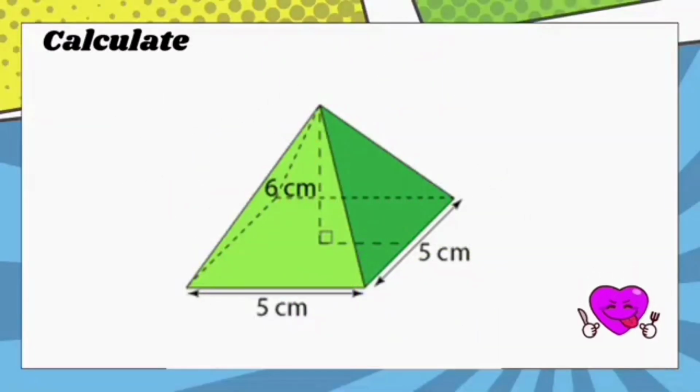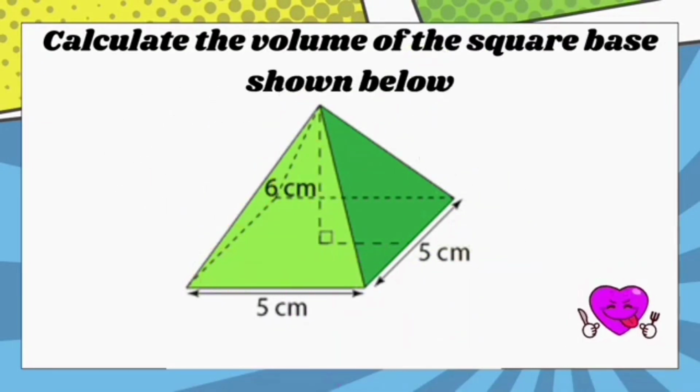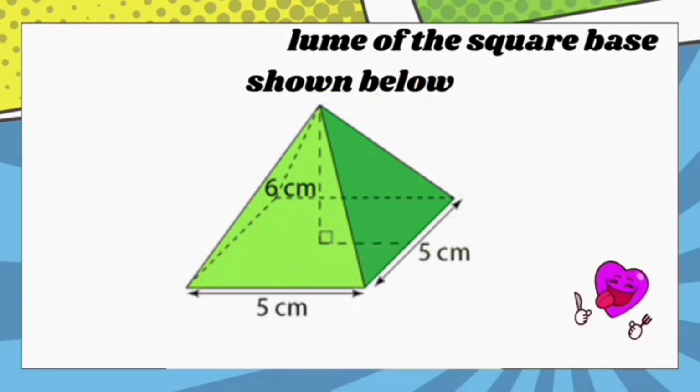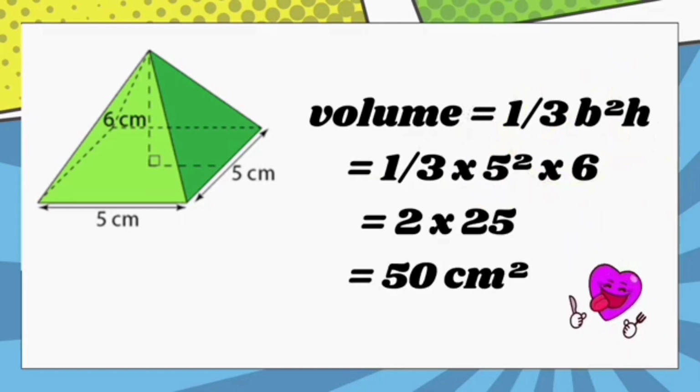In our next example, let's find the volume of a square-based pyramid having sides 5 centimeters and height 6 centimeters. When you substitute your values into your formula, the volume of the square-based pyramid is 1/3 times 5 centimeters squared times 6 centimeters, which is equal to 50 centimeters cube.